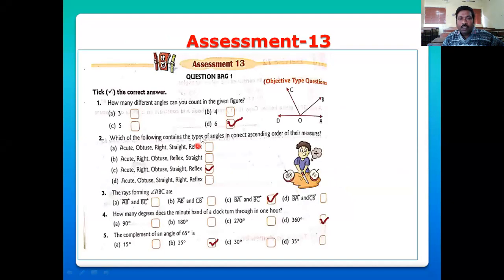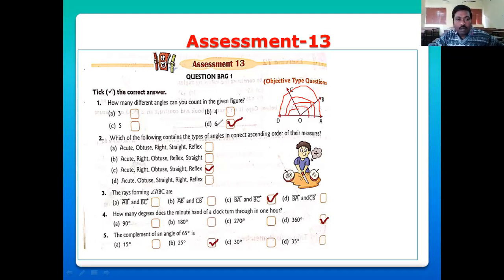Now here is assessment 13 and question bank 1. How many different angles can you count in this figure? Here is the diagram. See how you can count it. Here we see angle 1, angle 2, angle 3, angle 4, angle 5, and the straight angle, this is angle 6. So in this diagram, I find 6 angles.